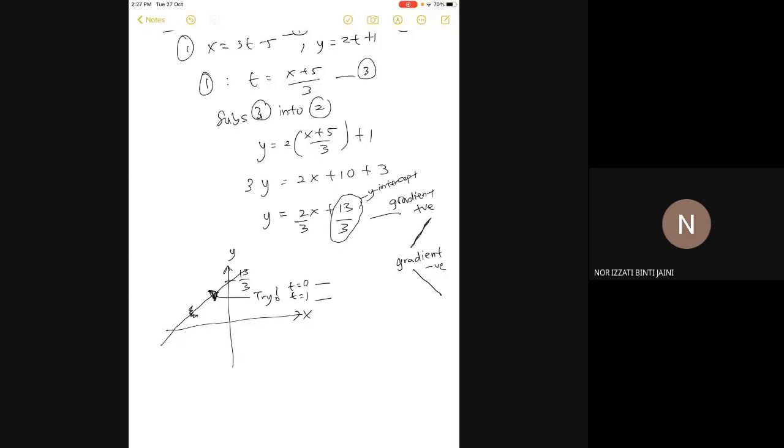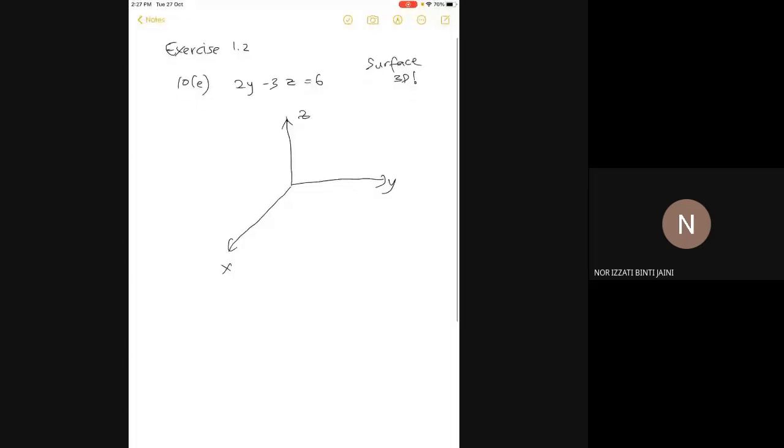Okay, so let's proceed with exercise 1.2. Saya nak terangkan 10E tadi kan. 10E. Okay, so 2y minus 3z equals to 6. Okay, kita rehat 2 minit je. Saya nak minum air. Rehat 2 minit je.